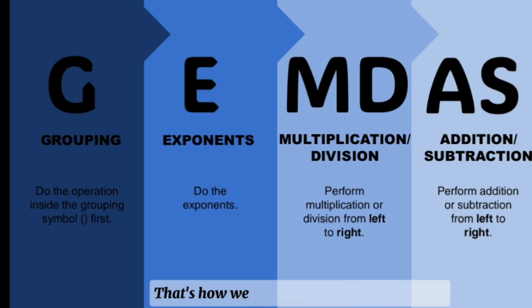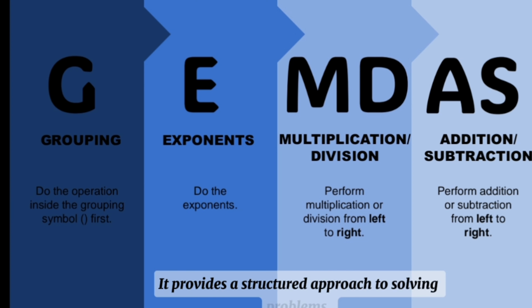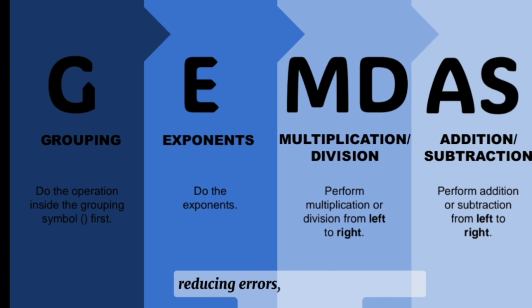That's how we perform GEMDAS operations. Why is GEMDAS important? GEMDAS is essential because it ensures consistency, clarity, and accuracy in mathematical calculations. It provides a structured approach to solving problems, reducing errors, and facilitating clear communication.